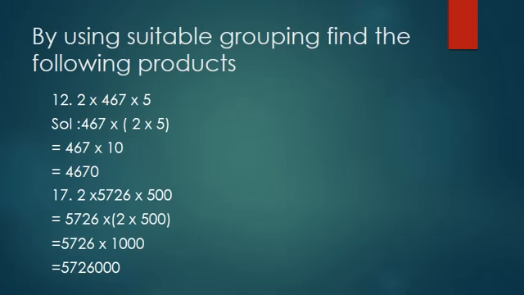Question number 17: 2 into 5726 into 500. First you have to make a group. You can write it like this: 5726 into, in bracket, 2 into 500, that is 1000. So you can put 3 zeros to the answer.